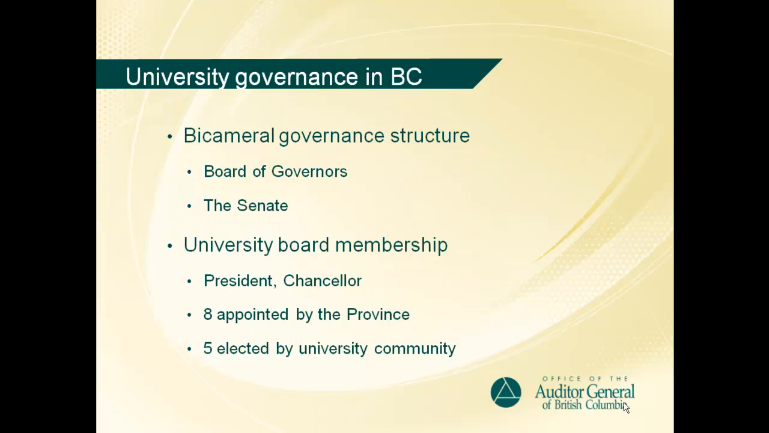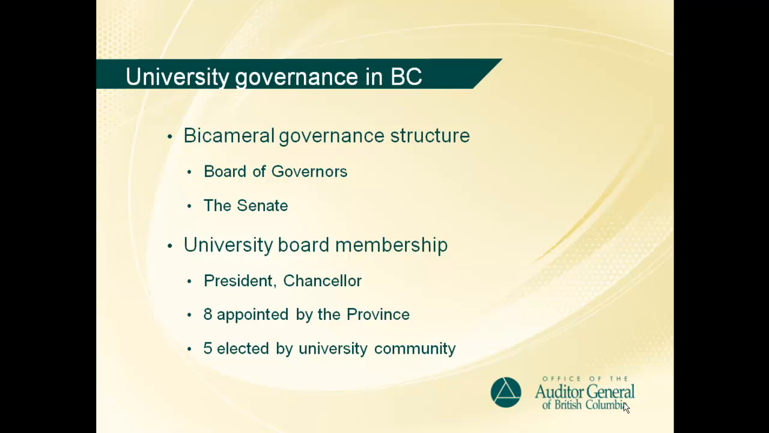Let's look at university governance in BC. As set out in the University Act, BC universities are governed by two separate bodies, the Senate and the Board of Governors. The Senate is responsible for academic governance, including establishing admission and program prerequisites, assisting with university budget preparation, review, and recommendation of courses and programs, granting degrees, and awarding scholarships and fellowships.